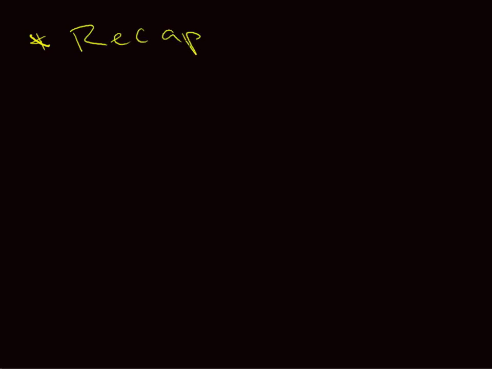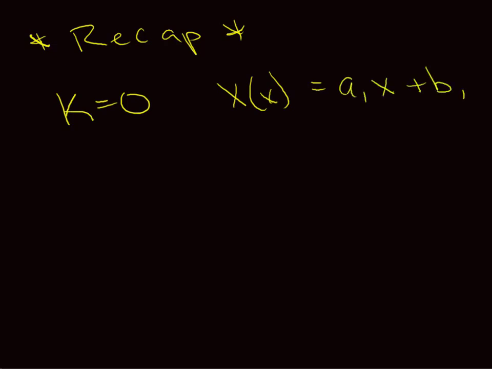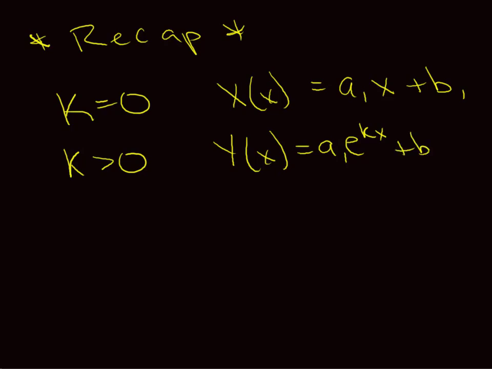So, as a brief recap, when k equals 0, we've got some function x of x, which is equal to a sub 1 x plus b sub 1 x. Remember, a1 and b1 are some sort of integration constant. And then when k is larger than 0, our function y of x is equal to a sub 1 e to the kx plus b sub 1 e to the minus kx.